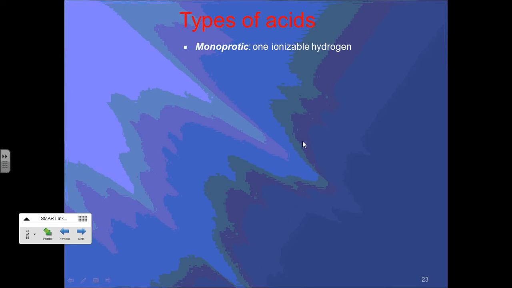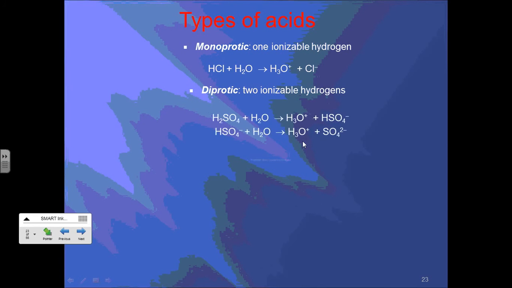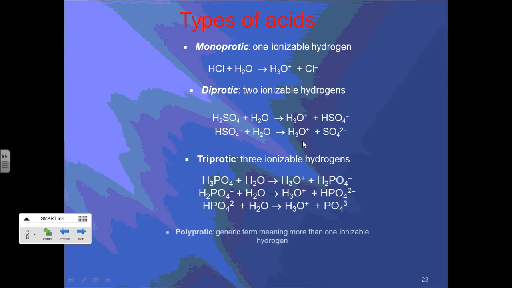Now, for types of acids, there are protic acids. This means there's a certain number of protons. There's monoprotic, diprotic, triprotic, and polyprotic. Monoprotic means that there's one ionizable hydrogen. Diprotic means there are two ionizable hydrogens. Triprotic means there are three ionizable hydrogens. And polyprotic is a generic term meaning more than one ionizable hydrogen.